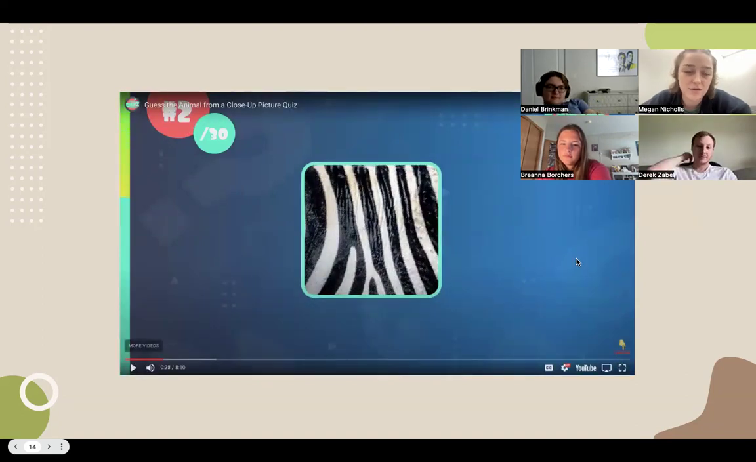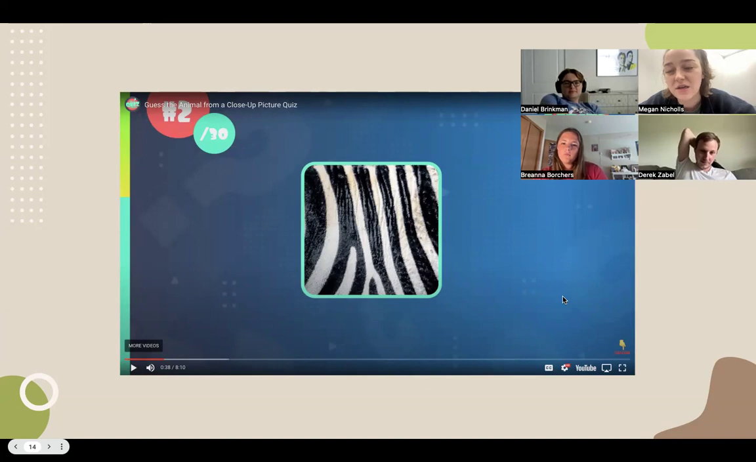Okay. What do you guys think this one is? It's pretty easy. Zebra. Yeah, good job. Zebra. And then what do you guys notice about the zebra's fur? Striped. Yeah.